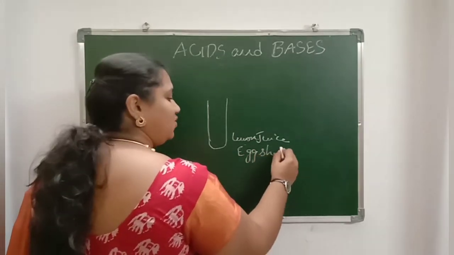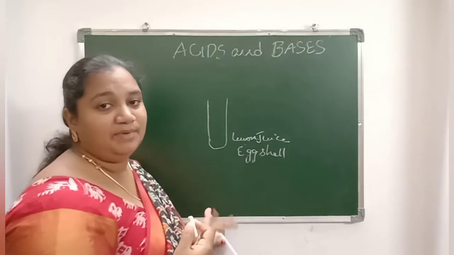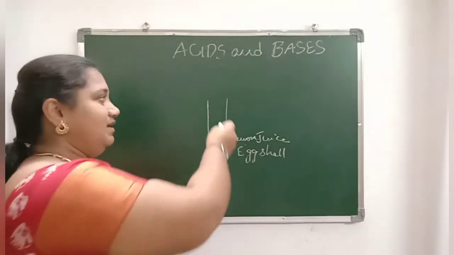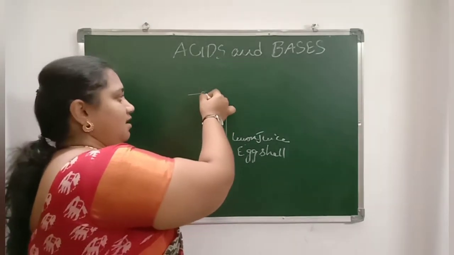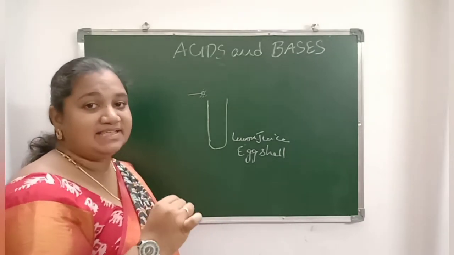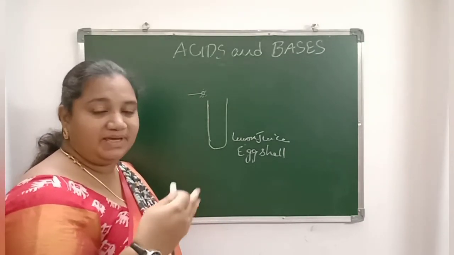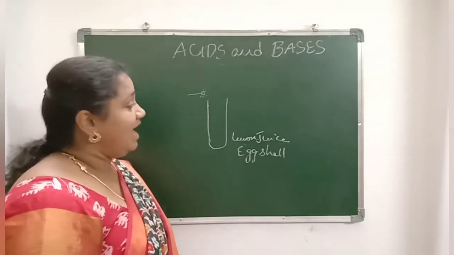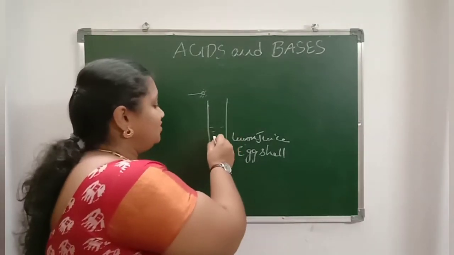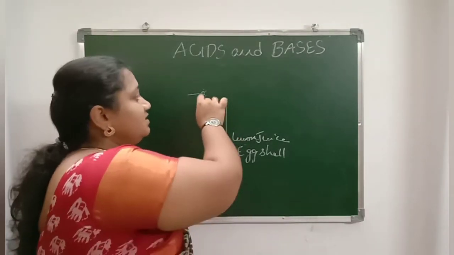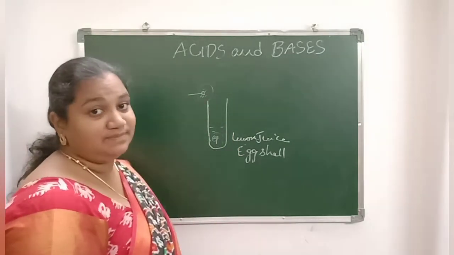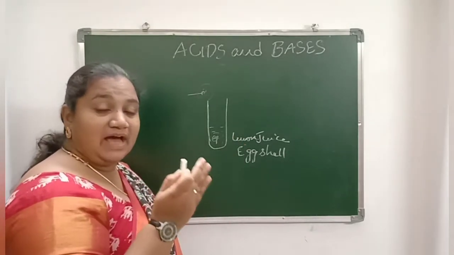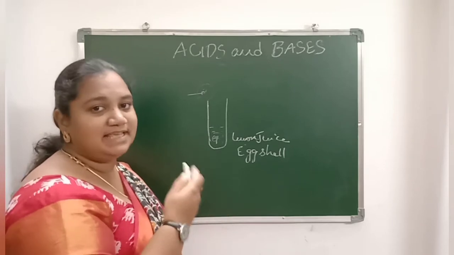In the previous experiment, whenever you added lemon juice and zinc or copper or whatever metal you had taken, you brought a burning matchstick near. The matchstick burns with a pop sound. This is due to the release of hydrogen gas, as we have already told. Now when you bring the matchstick near the lemon juice added to the eggshell, the matchstick will blow off, which means the fire turns off. So other than hydrogen, some other gas is released here.